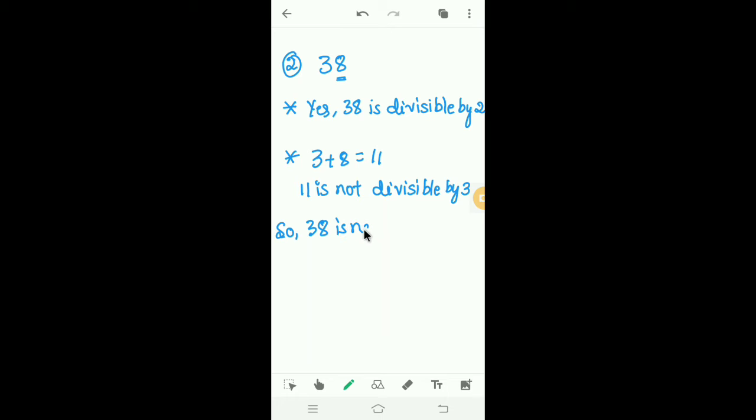So 38 is not divisible by 3. Here the first condition is true, but the second condition is false. So 38 is not divisible by 6. If one condition is false, then the given number is not divisible by 6.